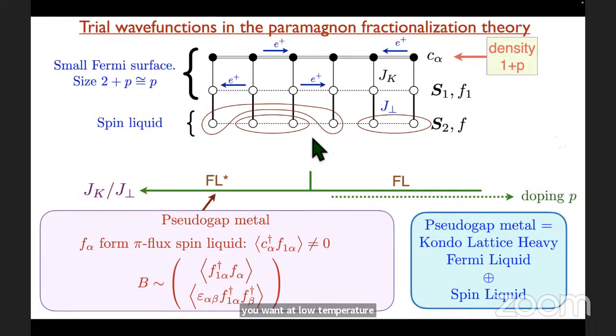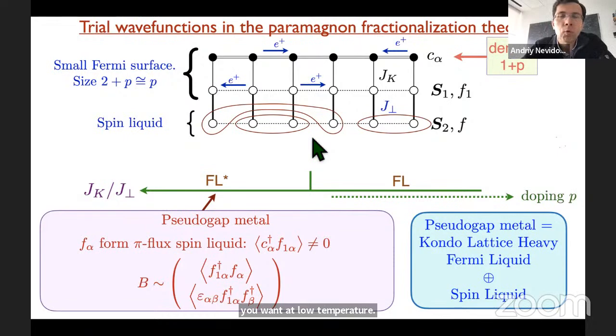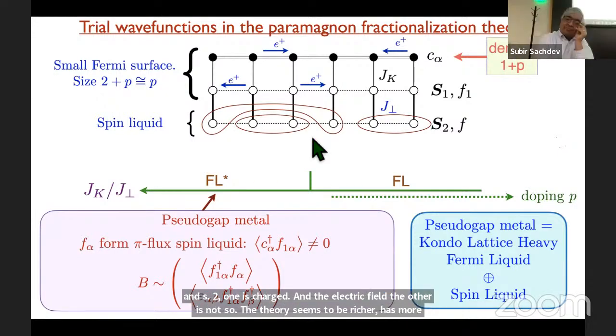So could I ask to clarify? In the first part of the talk, you had conduction electrons and they were living in the sea of the spins or spinons that you form by fractionalizing the spins using either the CP1 bosons or the fermions, right? And you talked about the emergent SO5 fermion cross SU5 boson. But in this theory that you're describing in the second part, you now have two kinds of pseudo spins, S1 and S2. One is charged under the electric field, the other is not. So the theory seems to be richer, has more ingredients. So the advantage of this theory?